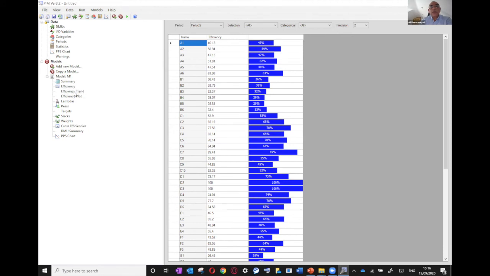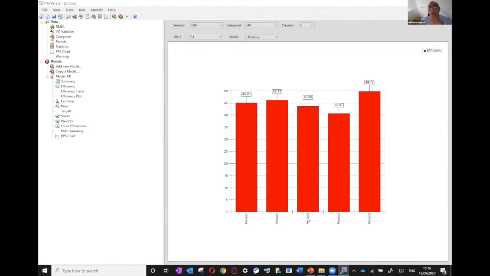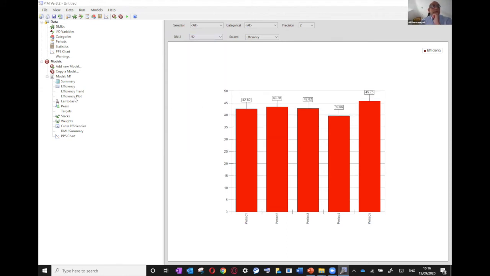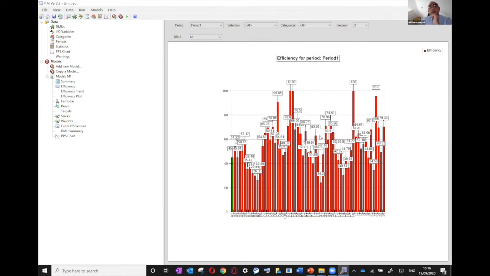You can also see the efficiency trend, for example, for each period. If you focus, for example, on each company or each district, you see how the efficiency changed from one period to another period. You can also see the efficiency plot. All these plots are exportable. You can get a screenshot or just export them to a Word file if you want.